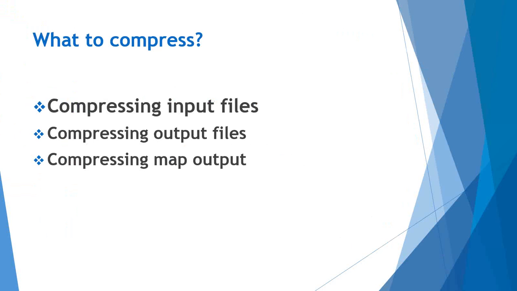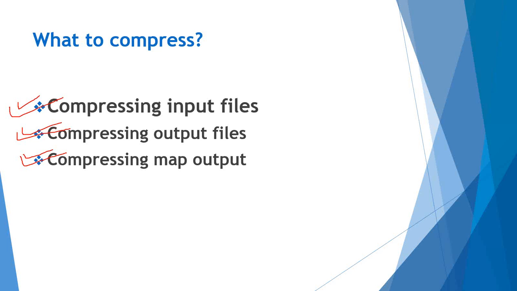So I hope you can see my PPT. These are the three layers where we can apply compression. We can compress our input files. We can compress our output files, that is, the output produced from the reducer. We can also compress the data produced from the mapper and transferred over the network to the reducer. So these are the three phases in the MapReduce cycle, and we can apply compression at all of these. All we have to do is set the configuration and the compression codec, the compression algorithm which we want to apply.